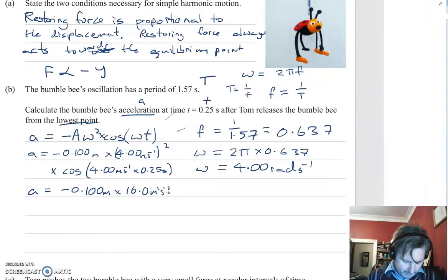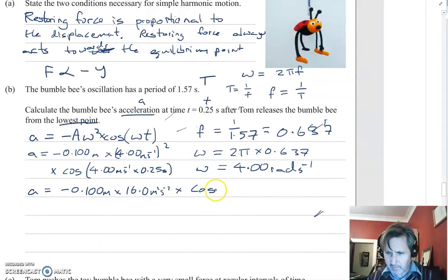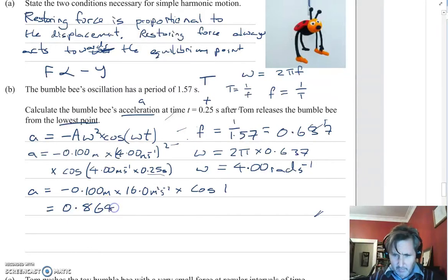Wait a minute, I need to make sure that I have my calculator in radians. Okay, so we're going to do this times the cosine of 1. So that's 4 times 0.05, and this gives us a grand total of 0.864 meters second negative 2. That's my acceleration.